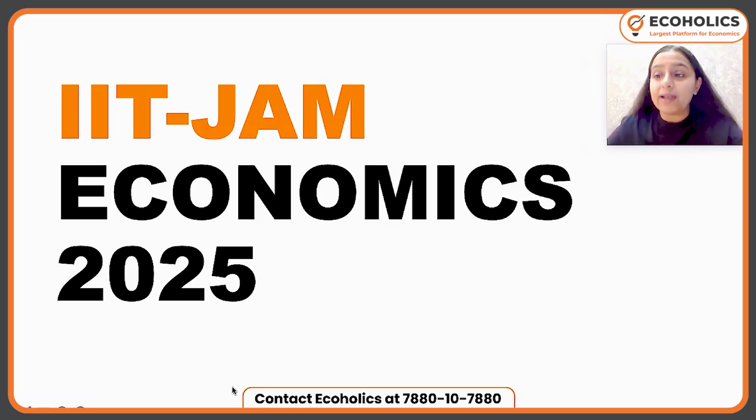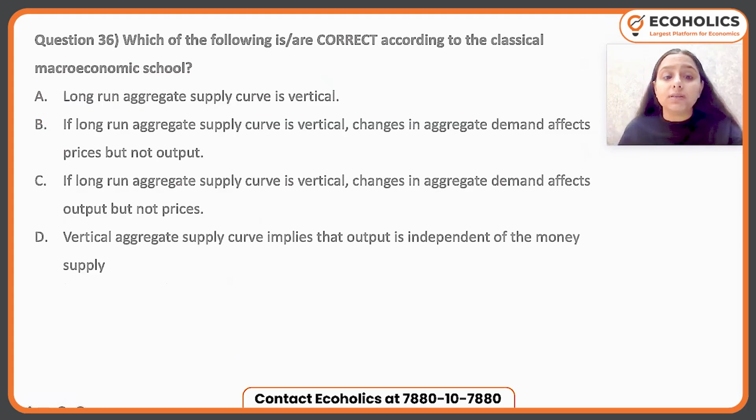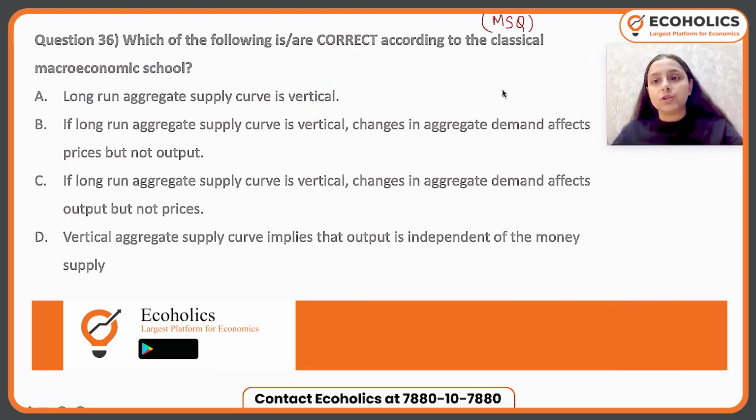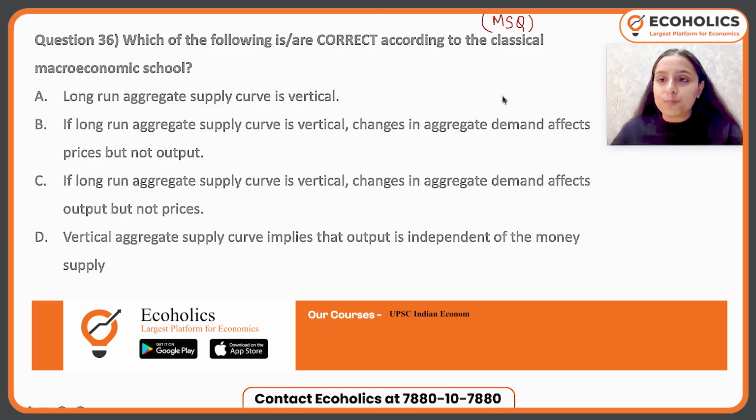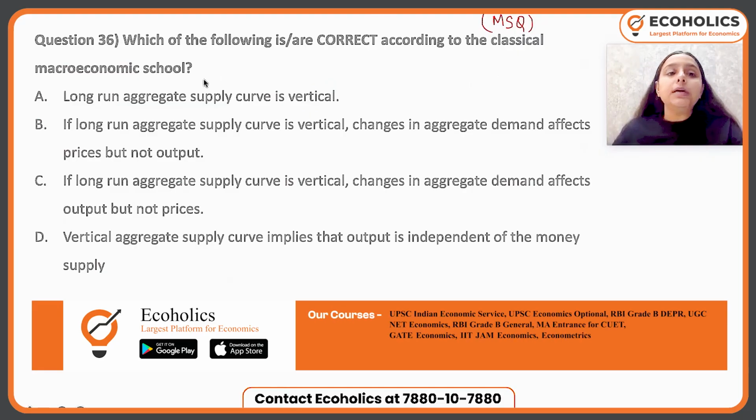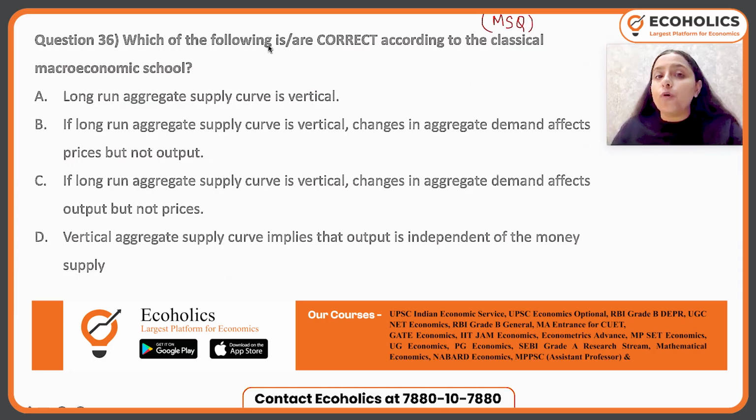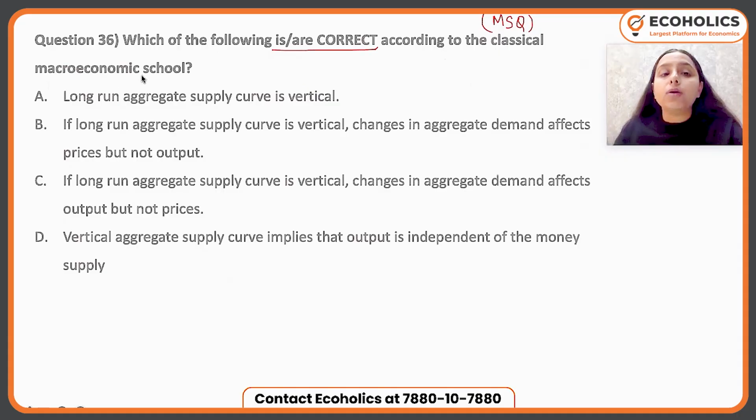So here I am again discussing the solution for question number 36, which is an MSQ, a multiple select question, and we have to choose the correct options out of the given ones. Which of the following is or are correct according to the classical macroeconomic school? Now you have to rule out whatever you feel is not correct. That is the best way of attempting this kind of question.